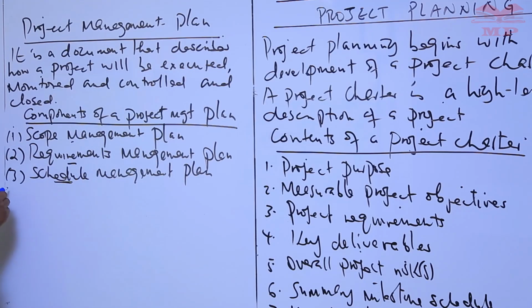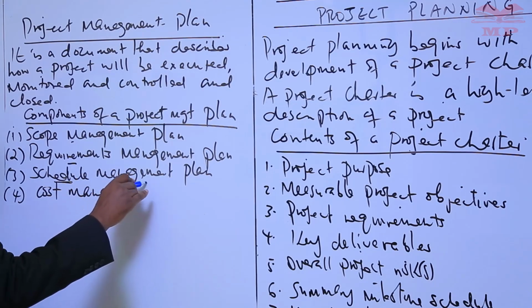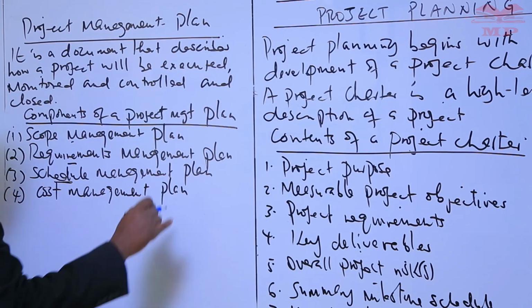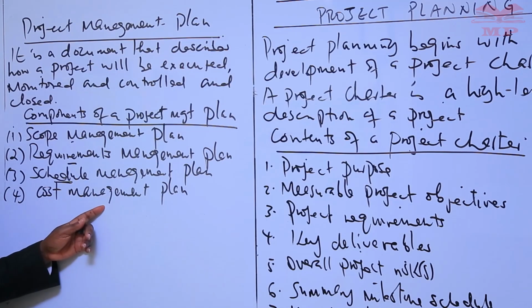The third component is cost management plan. Cost management plan, which establishes how the cost will be planned, how the cost will be structured, and how the cost will be controlled.